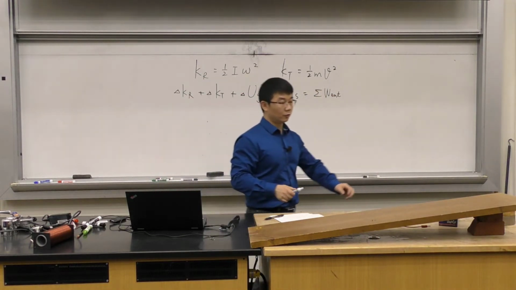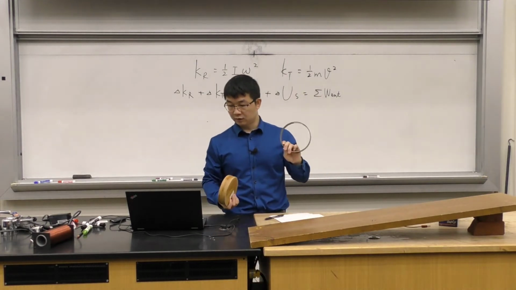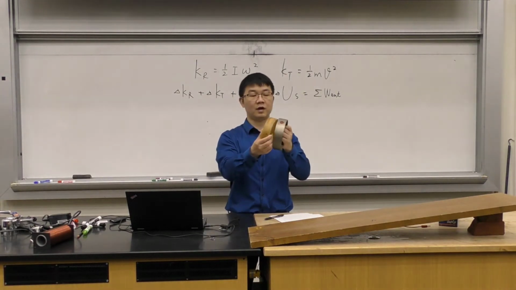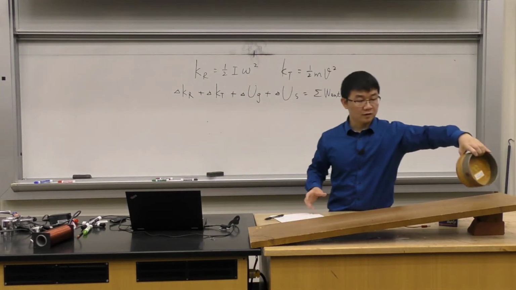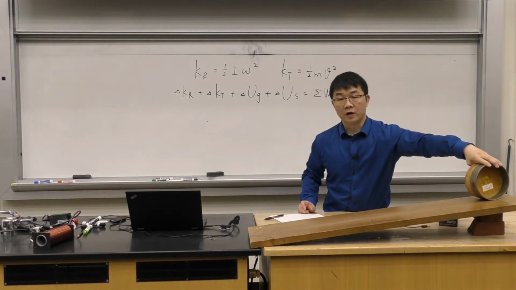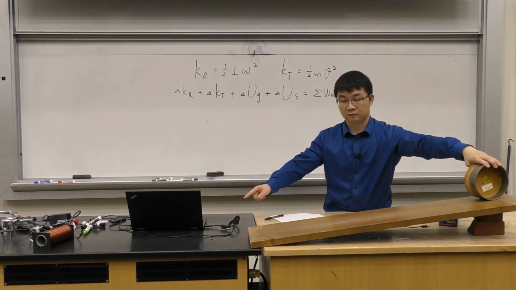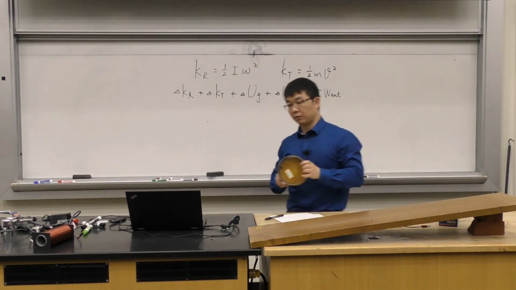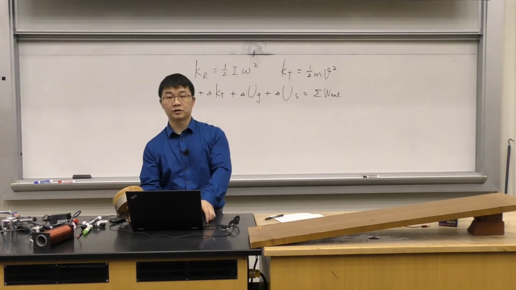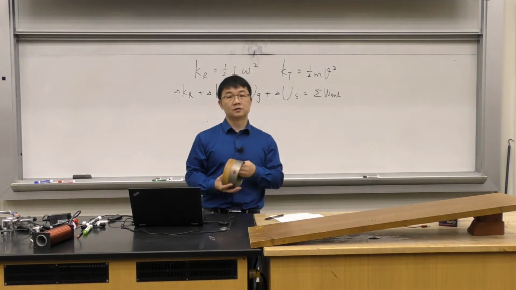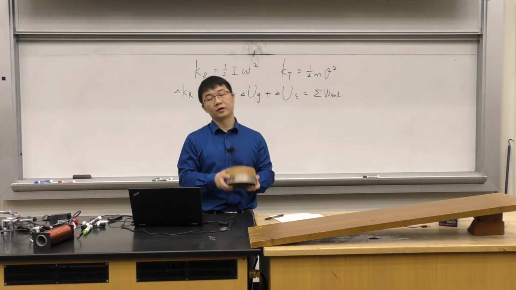What we have here is a ramp, and a disc and a hoop. They have the same mass and the same radius. If I let them roll down the ramp from the same height, of course gravity is going to pull them down. So they're going to roll down the ramp. But my question is this: which one is going to reach the bottom of the ramp first? Again, this is not intuitive at all. You can guess the answer, but there's no way you can explain that.